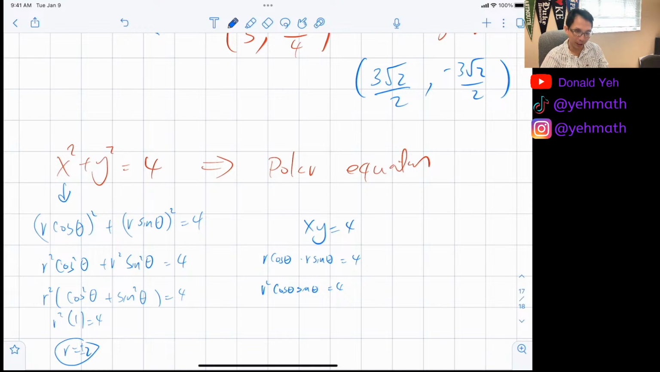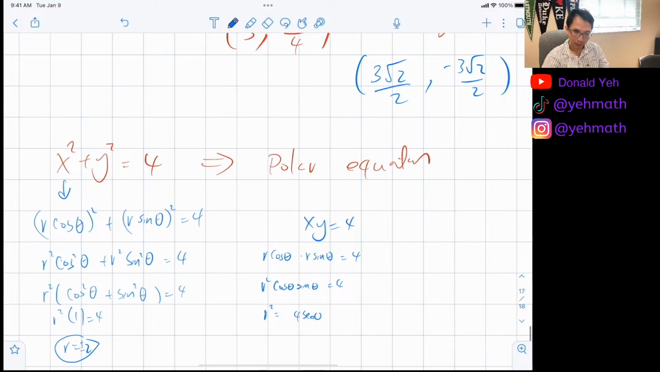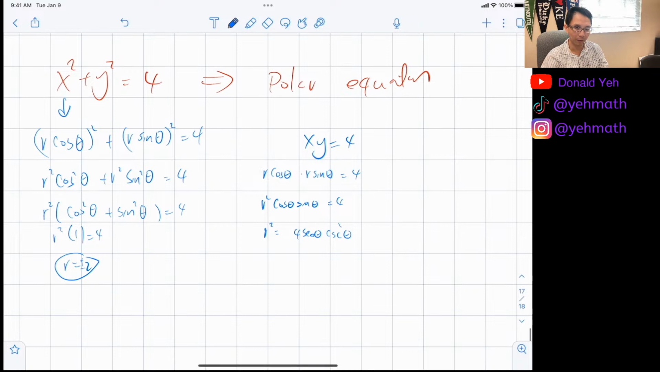You can move it to the other side if you want. So r squared is equal to 4 secant theta and cosecant theta. Okay, that makes sense. You can even square root both sides. I don't really care, it's the same thing. You just convert everything to r. That'll be it.